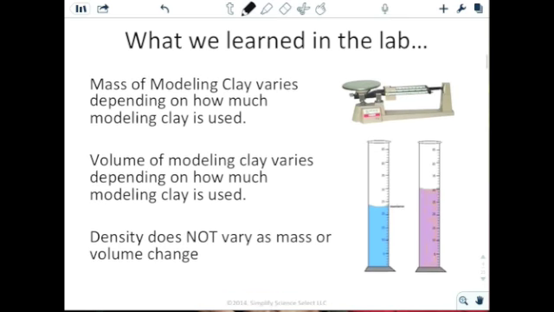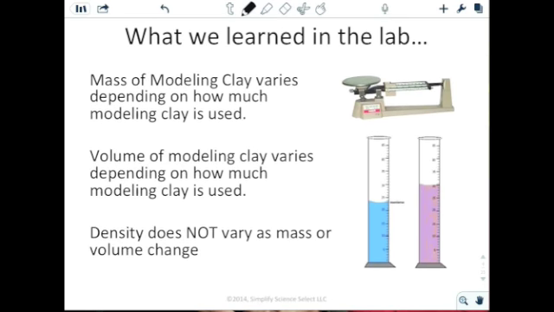When we're doing this, what we learned in the lab is that modeling clays vary depending on how much modeling clay was used, so not everybody made the same shape. The volume of the modeling clay varies depending on how much was used. So if you made a bigger shape than somebody else, then it had more volume. But density does not vary as mass or volume changes. So even though the modeling clay was different sizes and had a different mass and a different volume, density didn't change, and it should have been the same for all the shapes that we made.